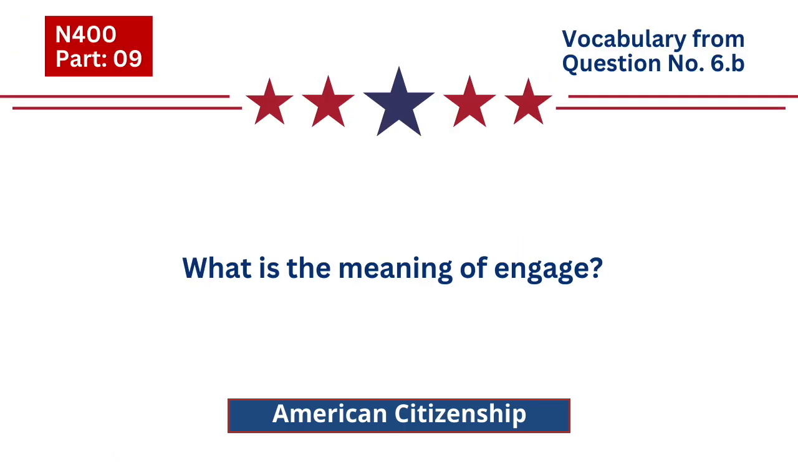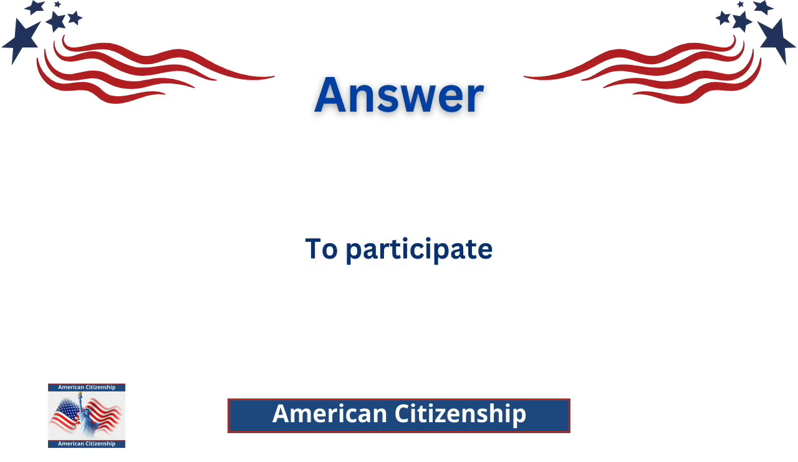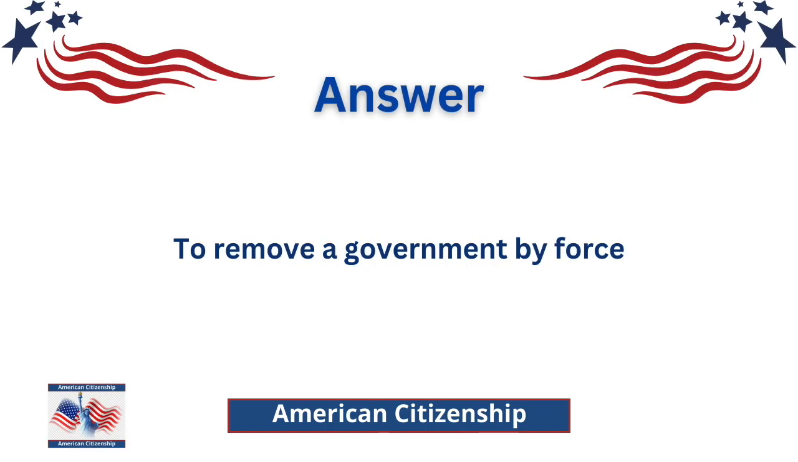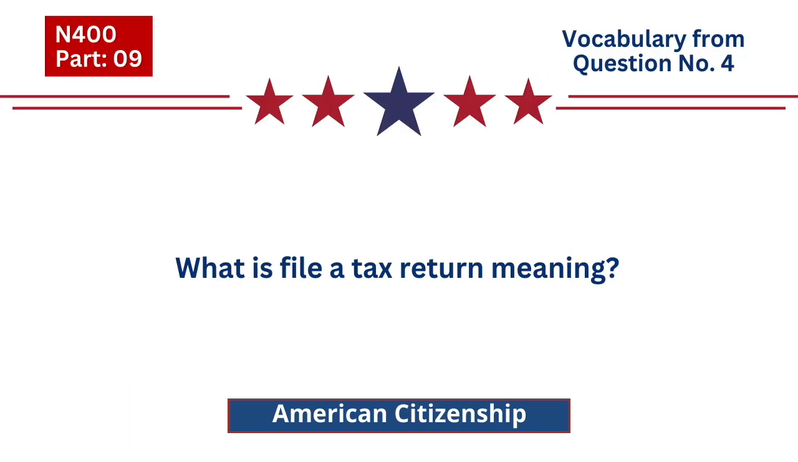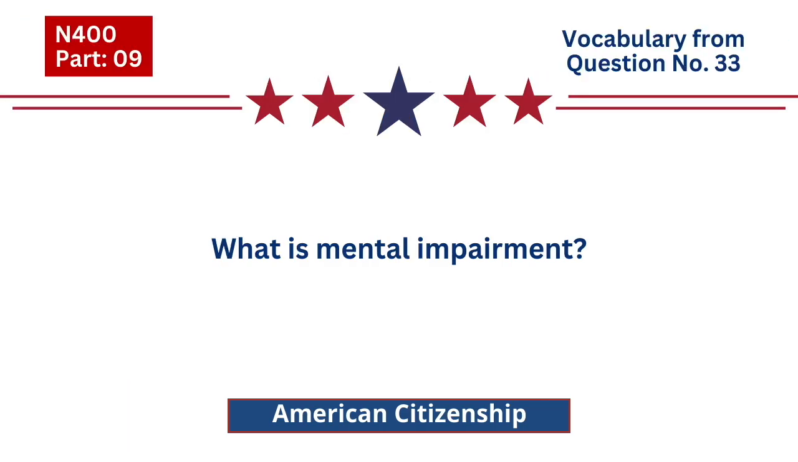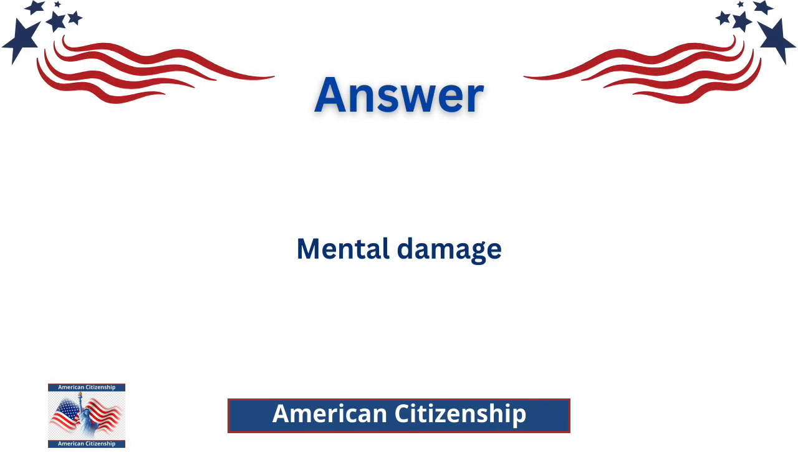What is the meaning of engage? To participate. What is overthrow? To remove a government by force. What is file a tax return meaning? Send a tax form to the government. What is mental impairment? Mental damage.